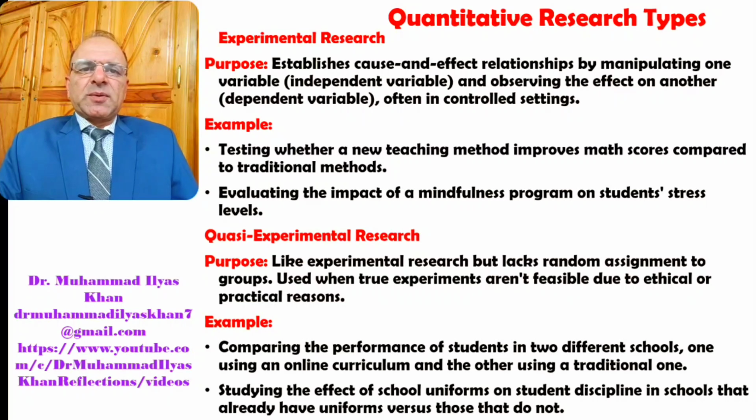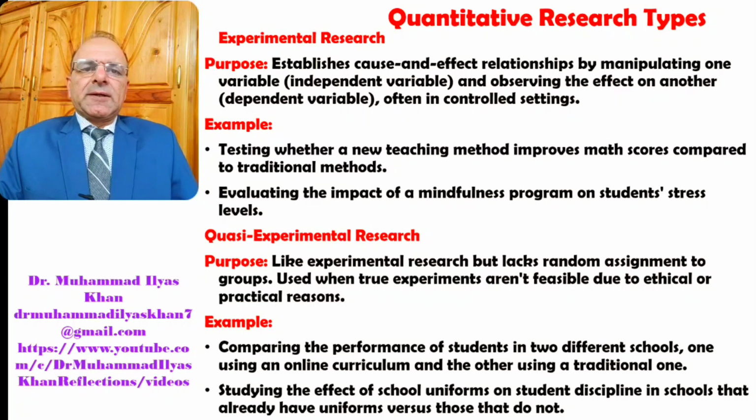Examples of quasi-experimental research design include, for example, when we compare the performance of students in two different schools, one using an online curriculum and the other using the traditional one. Again, we are not creating that situation. The situation is already there. We have two different types of schools with different teaching methods or curriculum, and we are just comparing their results or the students' performance.